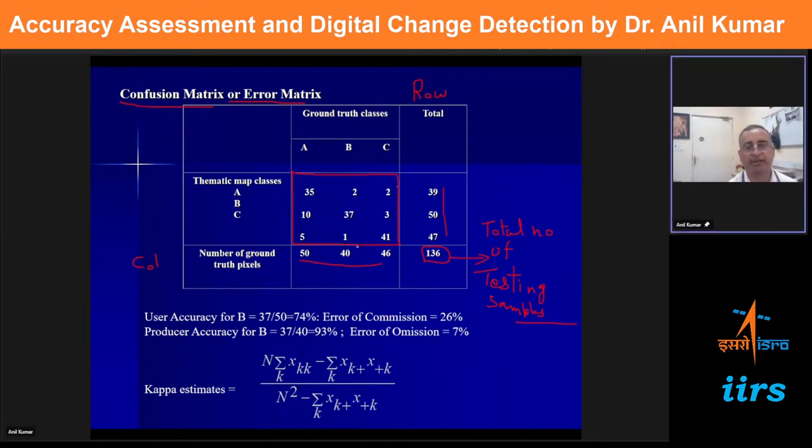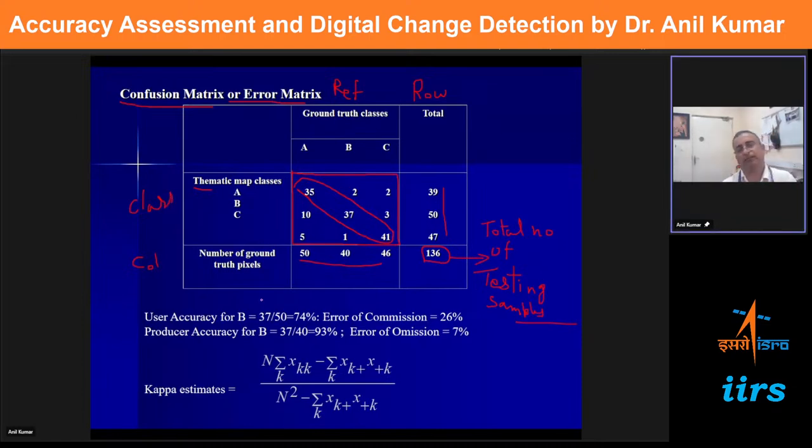And if you do the interpretation, if you take these diagonal elements, these are the samples which are correctly identified on the classified map, that is the thematic map, and correctly identified on the ground truth or reference data. This is your reference, ground truth, and here is your classified map.